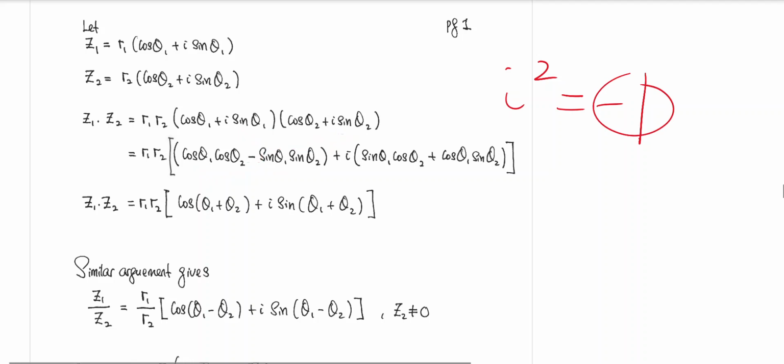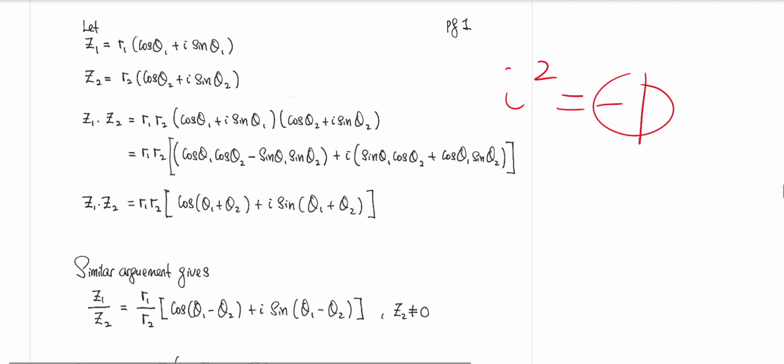When you distribute, how do you get an i on it? One way is this product, which gives you sine theta 1 and cosine theta 2. Another way to get i will be this product right here, which gives you cosine theta 1 and sine theta 2. These are the two different products that will give you i in front.